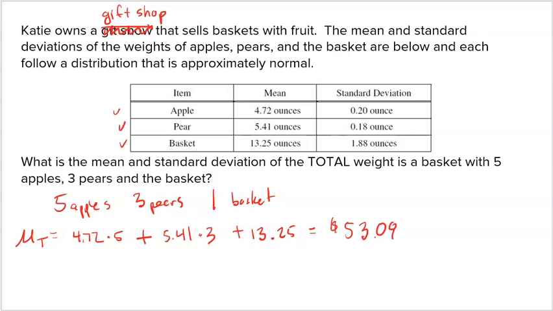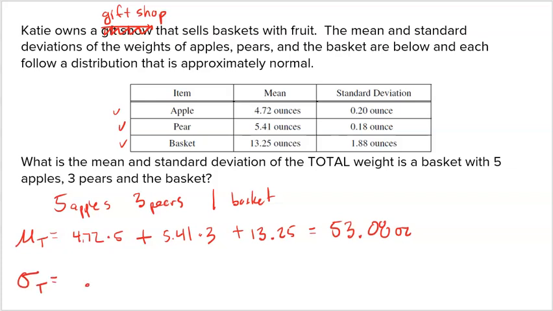So if she were to throw 5 apples and 3 pears into a basket, she would expect that basket with 5 apples and 3 pears to weigh 53.08 ounces on average. Obviously, sometimes that basket could be more, sometimes that basket could be less. So of course, there's a standard deviation that comes in as well.